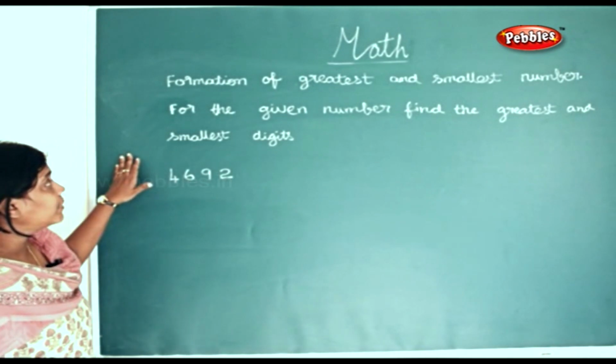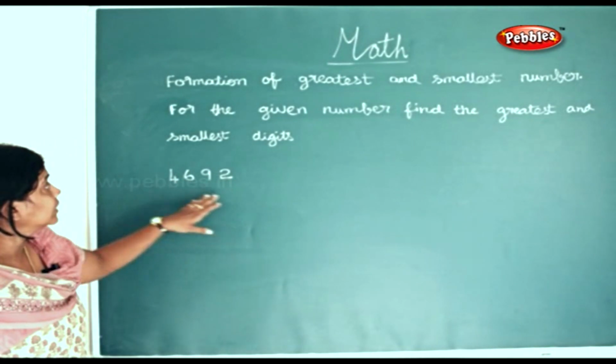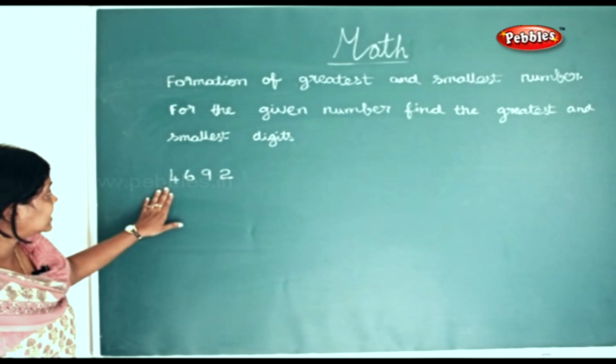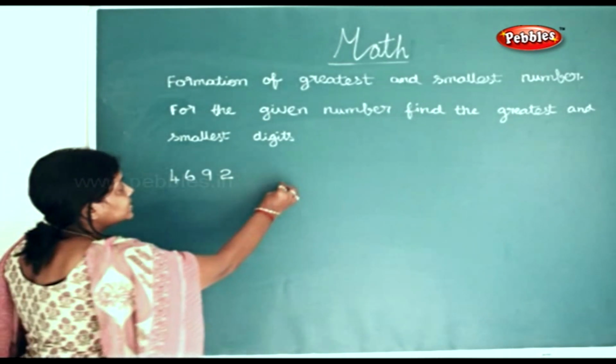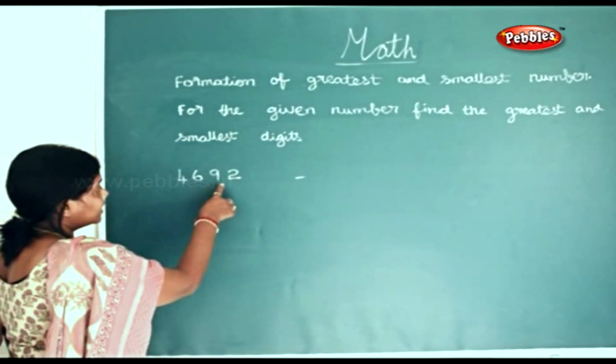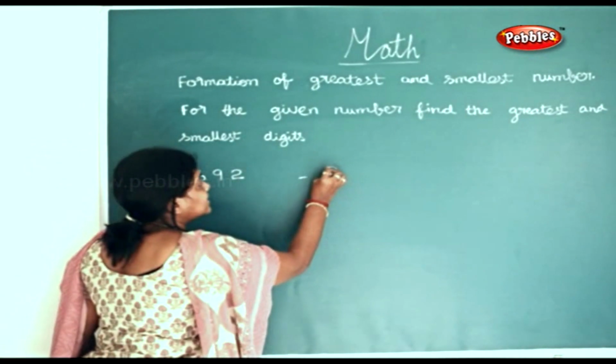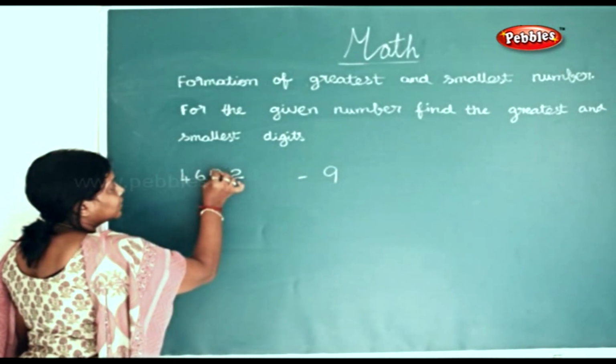Now we will see the formation of the greatest and the smallest number. For the given number, we will find the greatest and smallest digit. Which is the greatest digit here? 9 is your greatest digit. So I am writing 9. Now I'll strike out this 9.